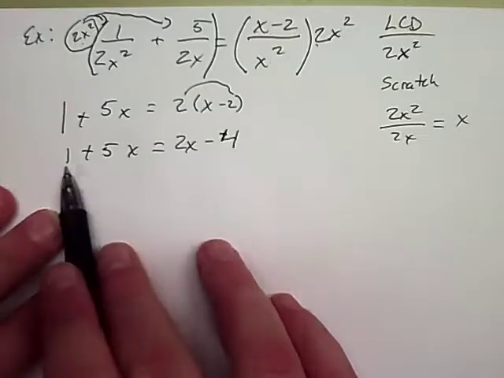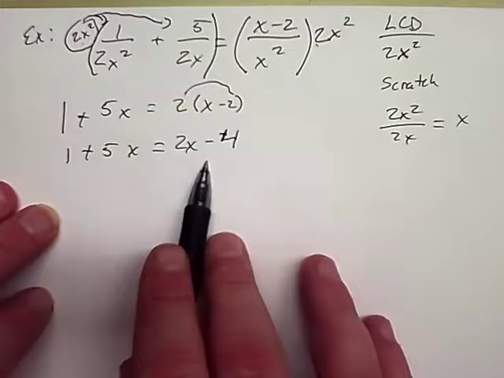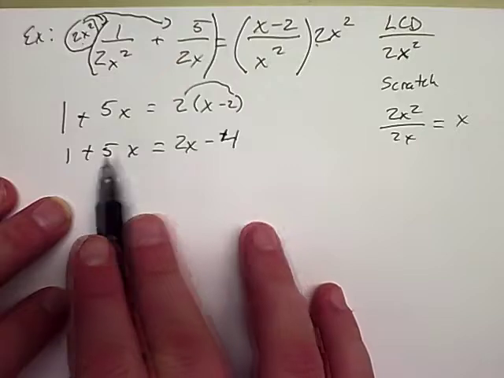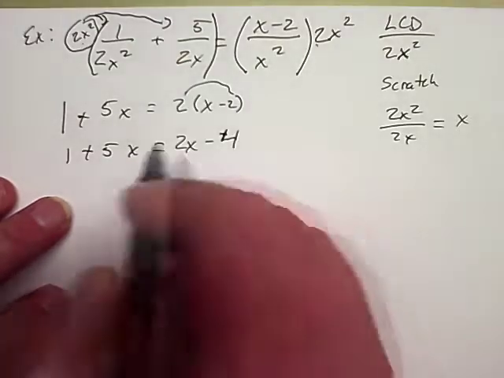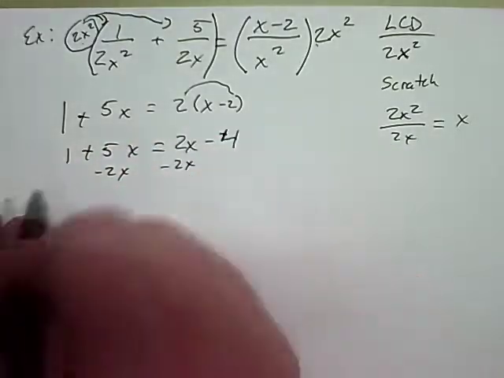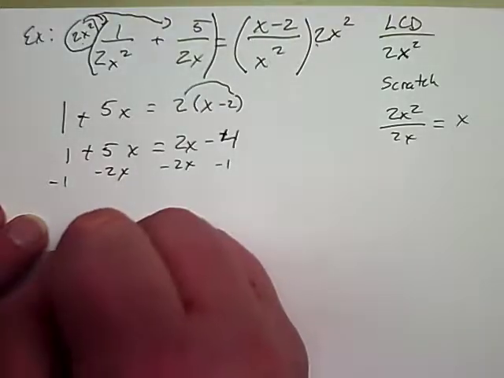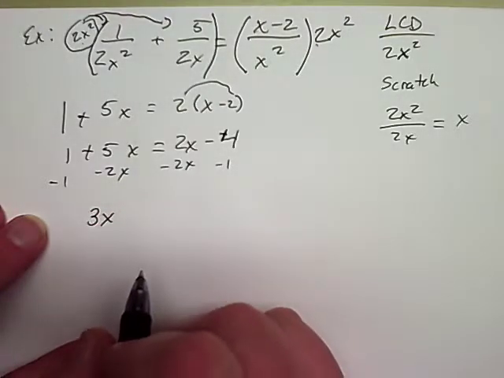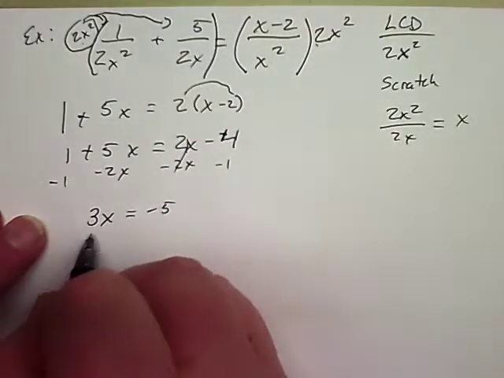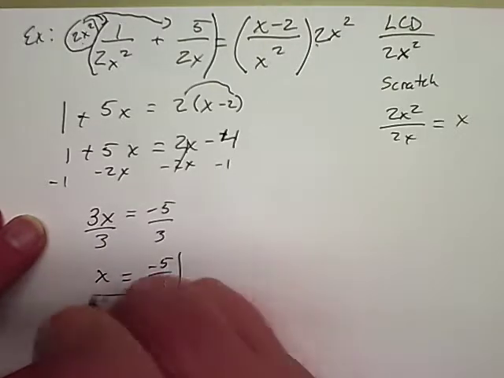And now I have variables on both sides, numbers on both sides. Remember, when you get to a stage like this, you want your numbers on one side and your variables on the other. And here, the biggest variable, I have a 5x here and a 2x here. So I'm going to move my x's to the left side, and I'm going to move my numbers to the right side. 5x minus 2x is 3x. And then that equals negative 4 minus 1, which is negative 5. Divide by 3, and x equals negative 5 thirds.